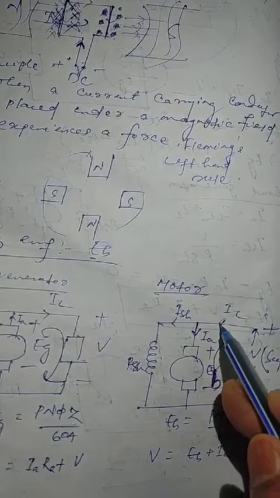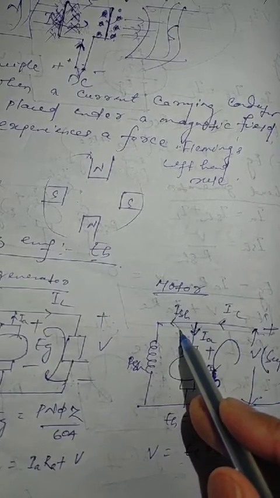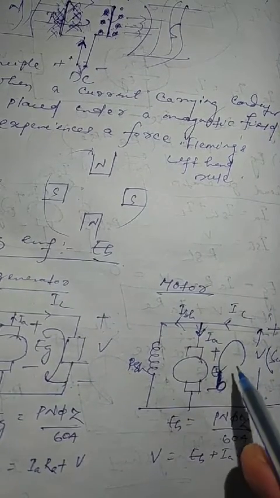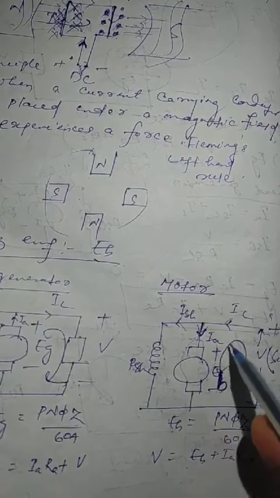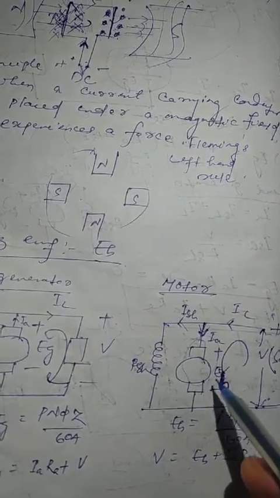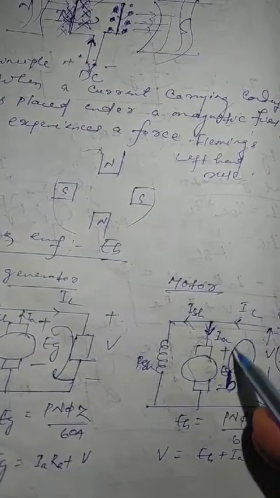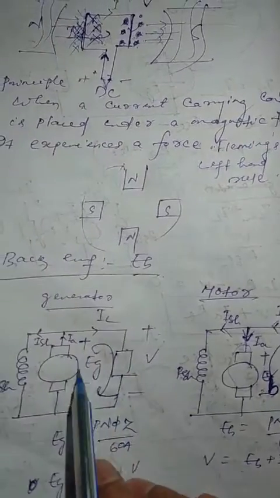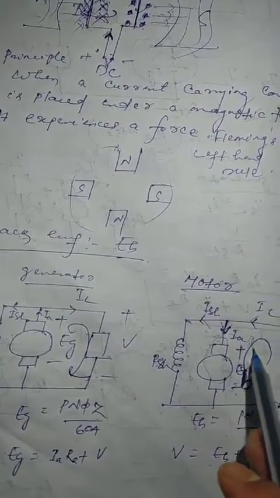So here we are giving the input, then in the armature there will be current, and in the Shunt field resistance there will be current. Now whenever the current flows through the armature conductor, then only it rotates, and after rotation the back EMF is produced. So here the back EMF is created like this, whereas there the generated EMF was developing like this.